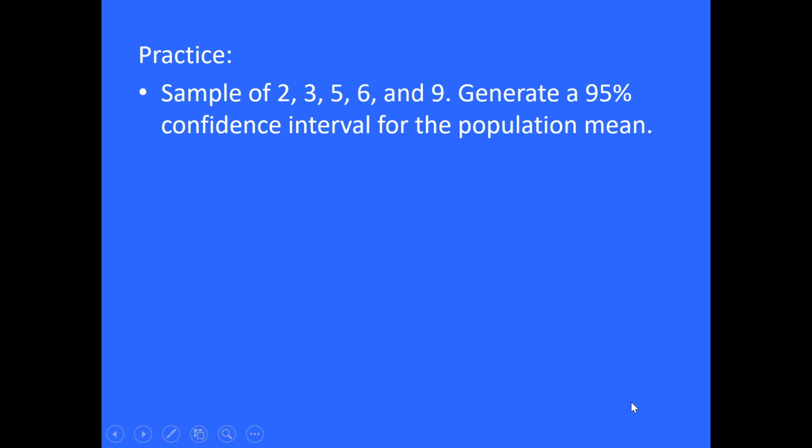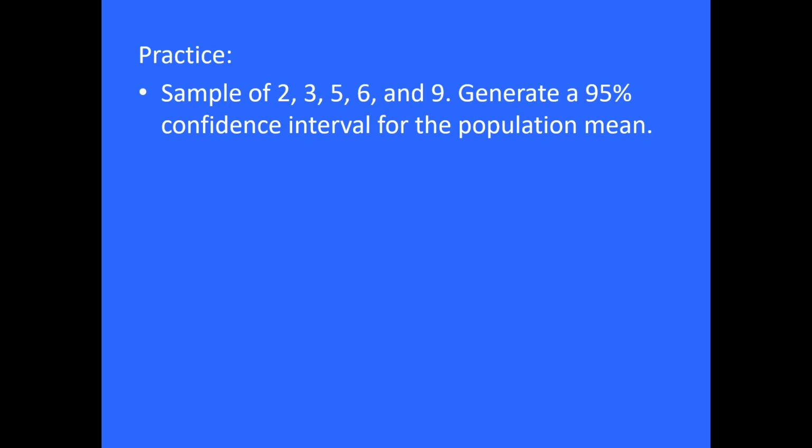So what do you do if you have actual data like this? This is the kind of thing you're going to be doing with those case studies. Here I have a little sample that I went and took. I don't know what these could be. One was 2, 3, 5, 6, and 9. I want to generate a confidence interval for the population mean. What do you do? These could be measurements of something we're interested in. Popcorn, I don't know, whatever.